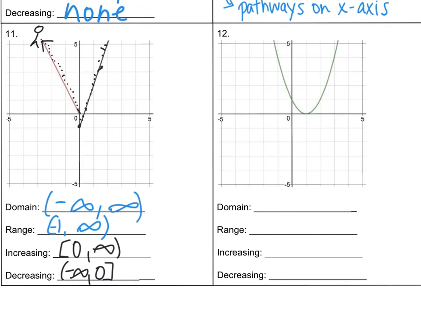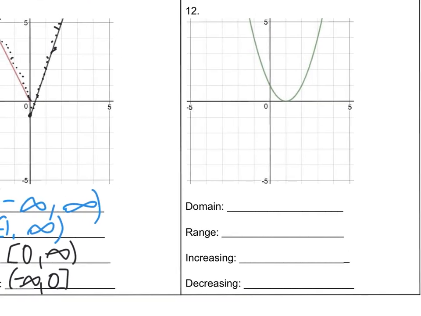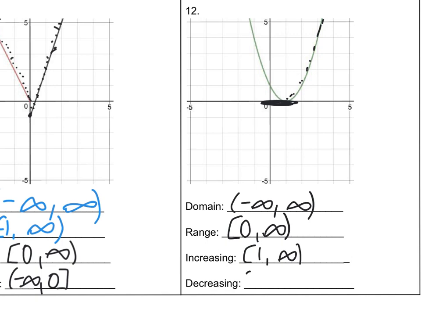Last but not least, this one's probably the easier one besides the line, obviously. Domain is ranges. So it's y-axis, remember? 0 to infinity, good. Where am I increasing? Yep, 1 to infinity. Perfect.